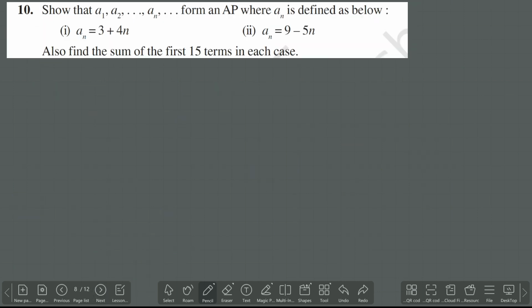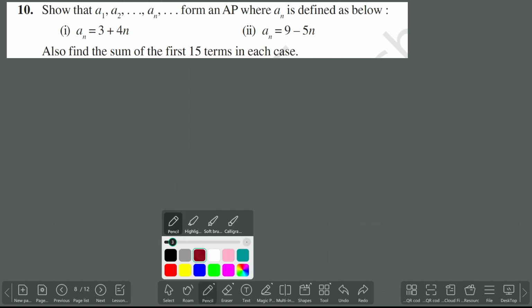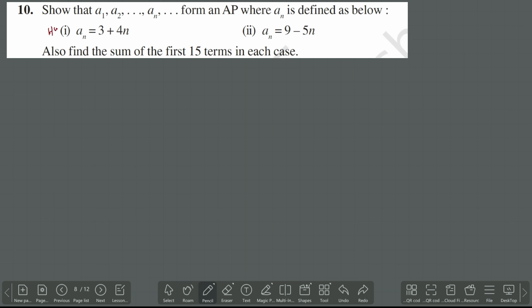Right. Next one. We are going to the 10th question. There are 2 subdivisions. You should take 1 as your homework. First one, always first. Why? Because there is a positive value. Am I right? I know, but I like the second Roman numeral because there is a 9. So show that a1, a2, an form an AP, where an is defined below. Right. They said we have to show a1, a2, a3 form an AP. For that an is given. That is what they are telling.